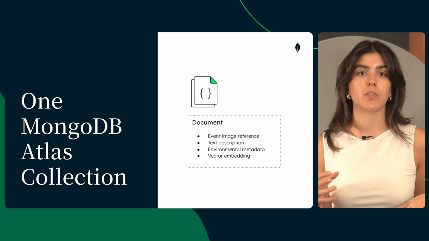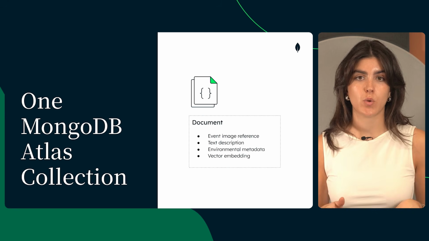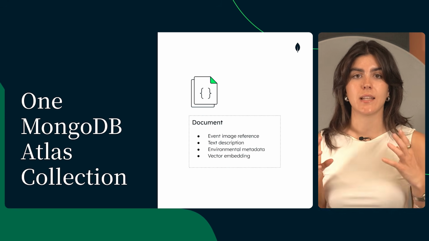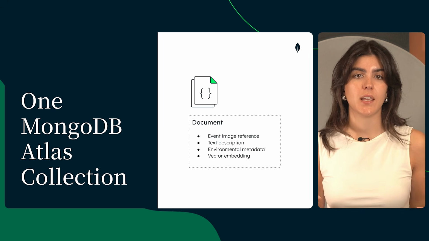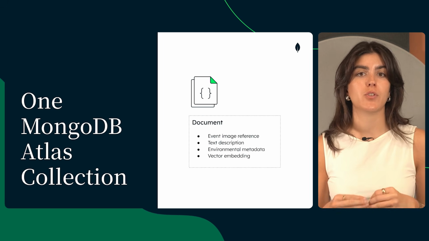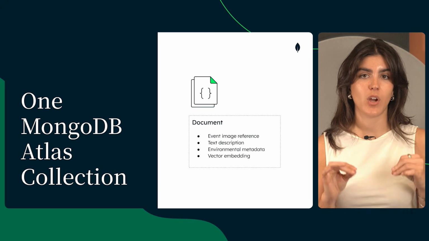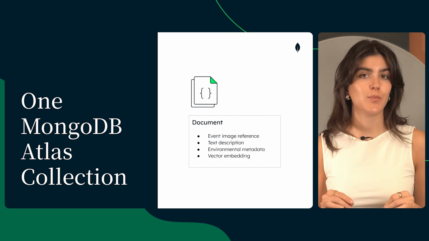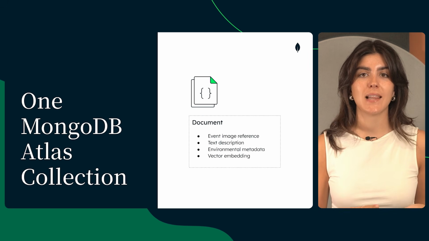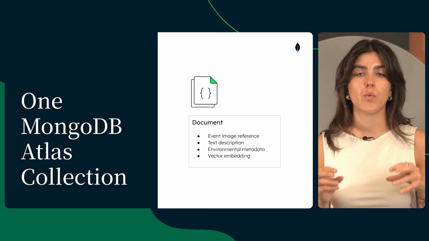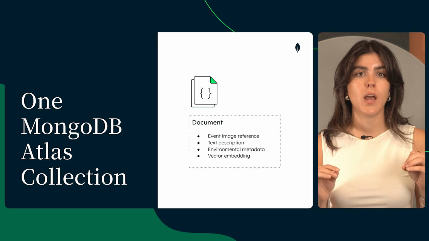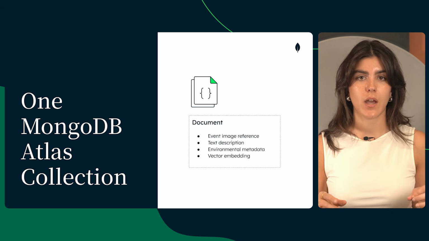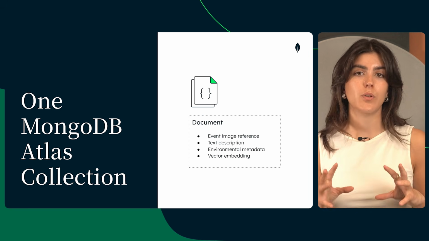Each document stores the event image reference, a text description, environmental metadata like season and weather and time of day, and a 1024-dimensional vector embedding generated by Voyage AI's Voyage Multimodal 3 model. MongoDB Atlas handles the vector search index with Scalar Quantization, the full text search index, and the aggregation pipelines, all through a single unified API.